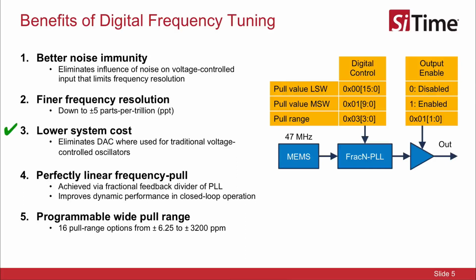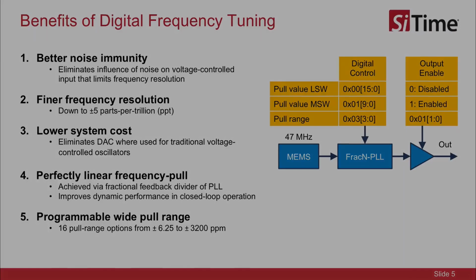Another benefit is that voltage-controlled devices driven with a serial interface require a digital-to-analog converter. Digitally controlled devices integrate this converter, which results in a lower overall system cost. Finally, since the output frequency is pulled by a fractional feedback divider in the PLL, the tuning is perfectly linear, and the pull range can be programmed to be extremely wide, up to 3,200 parts per million. Such features improve dynamic performance in closed-loop operations. They also provide designers greater flexibility to optimize their systems.